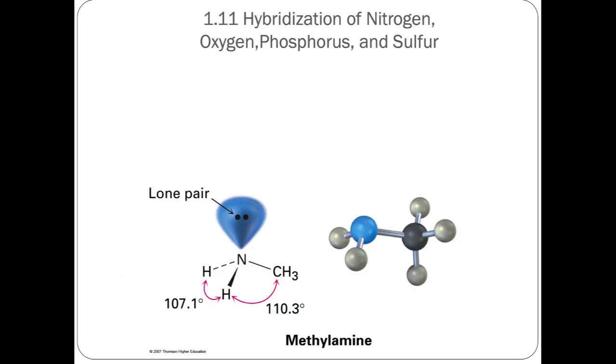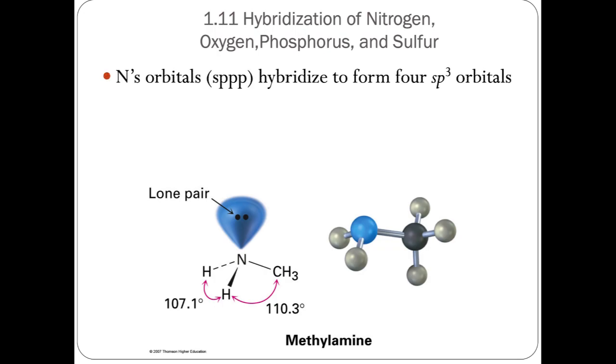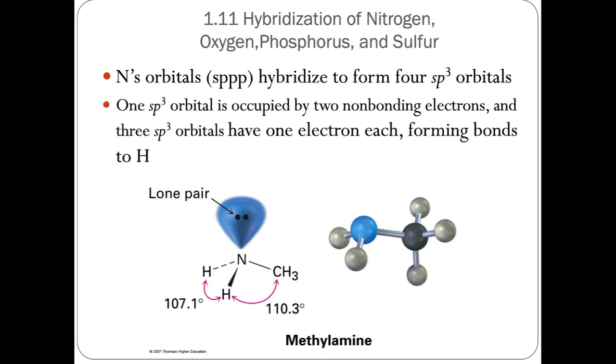Hybridization of nitrogen, oxygen, phosphorus, and sulfur. N's orbitals hybridize to form four sp3 orbitals. One sp3 orbital is occupied by two non-bonding electrons, and three sp3 orbitals have one electron each, forming bonds to H.